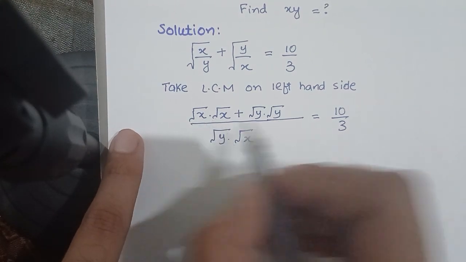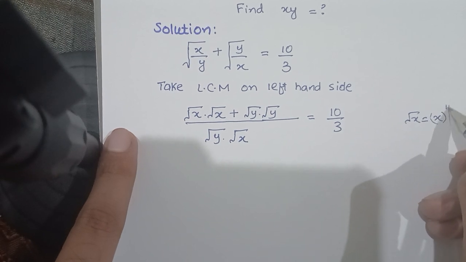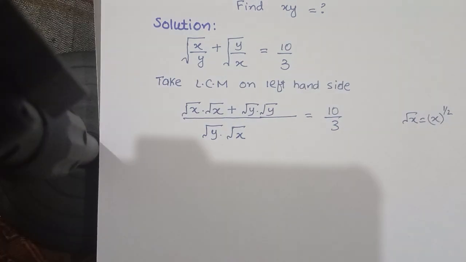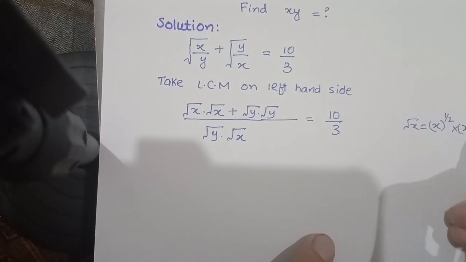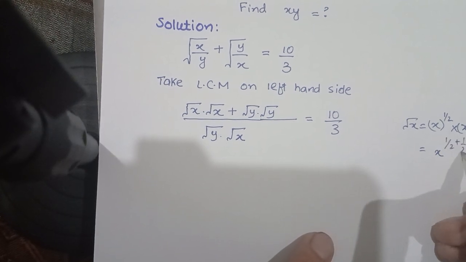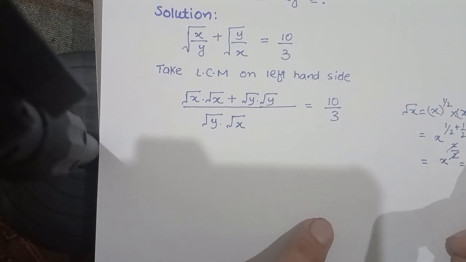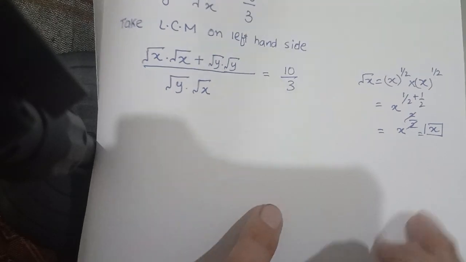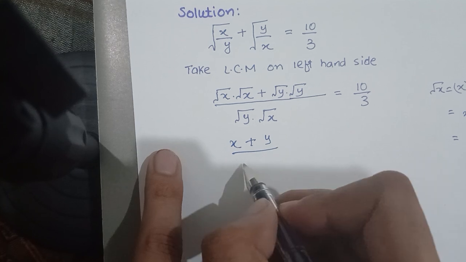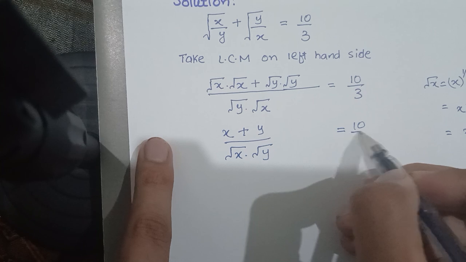Now we have under root x, which is equal to x raised to the power 1 by 2. If it is multiplied by x raised to the power 1 by 2, the powers will be added up, so 2 divided by 2, x will be the answer. So x comes out of here, plus y divided by under root x dot under root y is equal to 10 by 3.